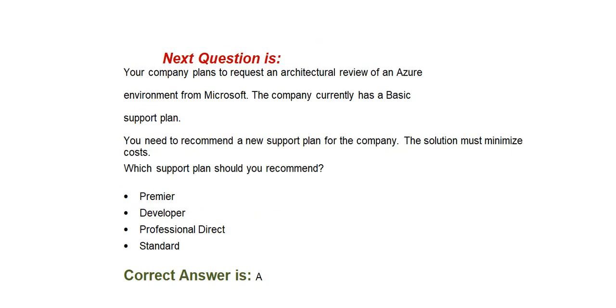Next question is, your company plans to request an architectural review of an Azure environment from Microsoft. The company currently has a basic support plan. You need to recommend a new support plan for the company. The solution must minimize costs. Which support plan should you recommend? Option A, Premier. Option B, Developer. Option C, Professional Direct. Option D, Standard. Correct answer is option A, Premier.